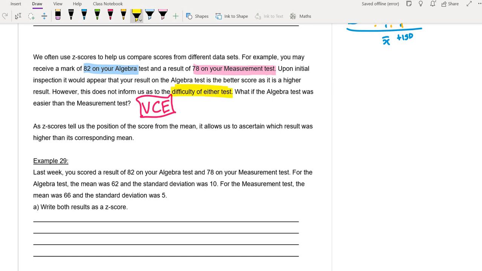So like the algebra test, which this person scored higher on compared to the measurement test, could have been easier. Could have been harder. We don't know until we standardize the test, meaning we put everyone into this bell curve. So we find the mean and we put the mean in the middle. It could be 50, it could be like 37, it could be anything. It could be really high. If it was a really easy test, it could be like 74.